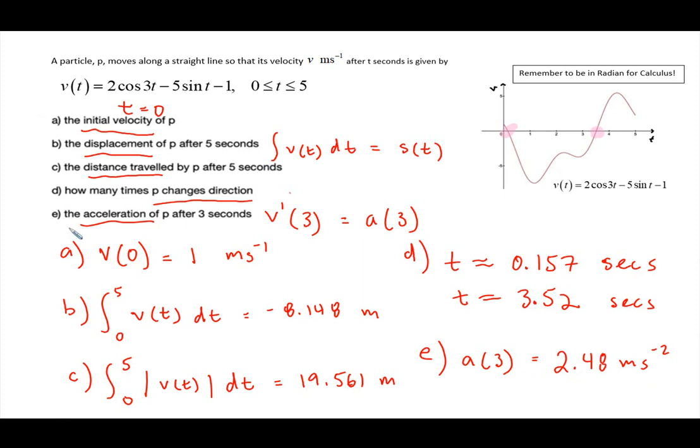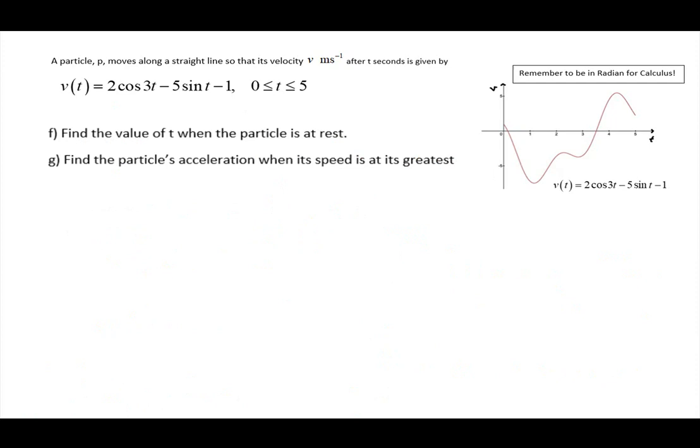All right, so let's take a look at some more typical questions that you might be asked when it comes to kinematics. Let's take a look at question F here. Question F is asking, find the value of t when the particle is at rest. When the particle is at rest, that means this is when the velocity is equal to 0.